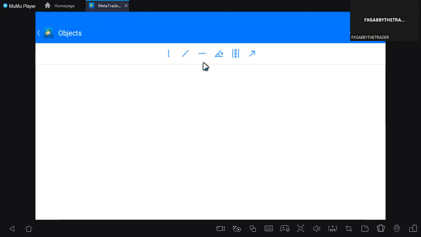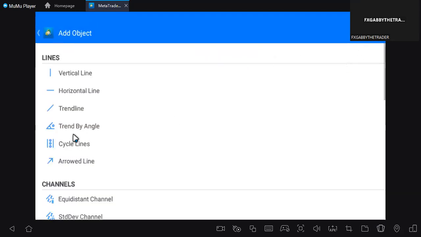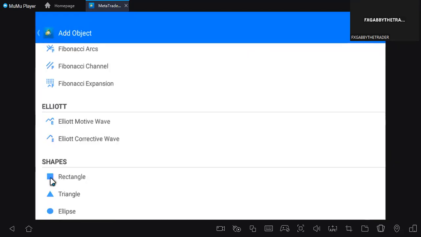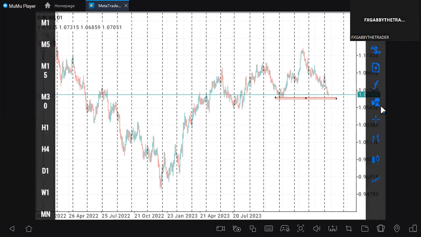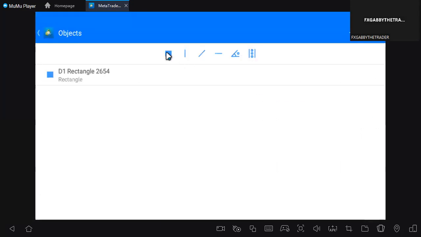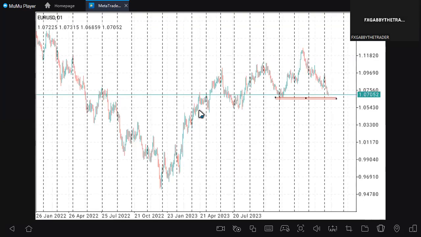Then, if we are looking for the rectangle tool, we click the plus sign, scroll downward to where you see rectangle, and select it. Now, on Euro USD, this is a support. You mark that place. That is a support on the daily time frame. If I need it again, the next time it will be added and stored as my frequently used tools.